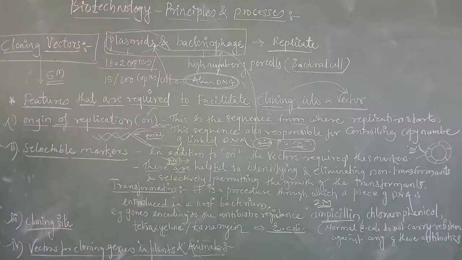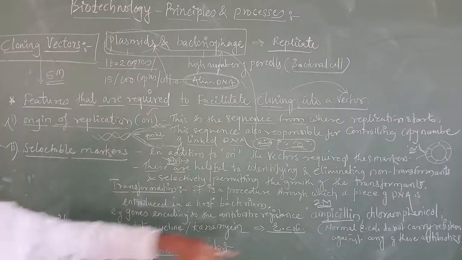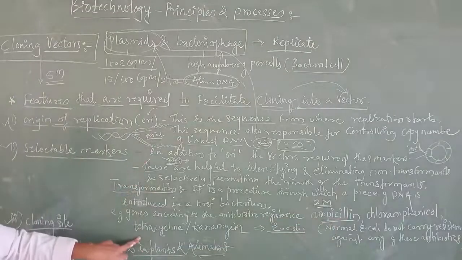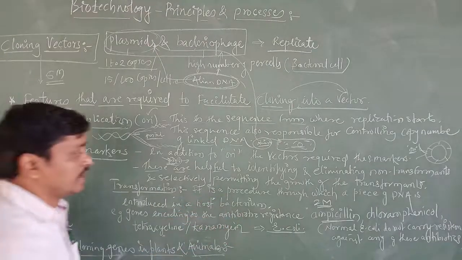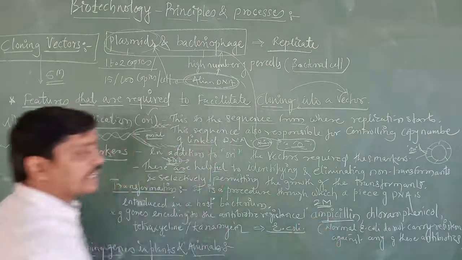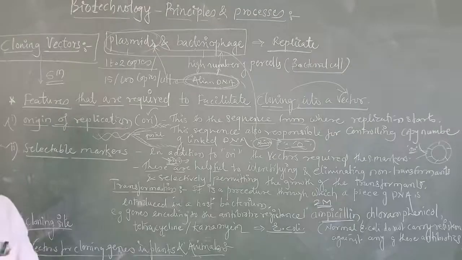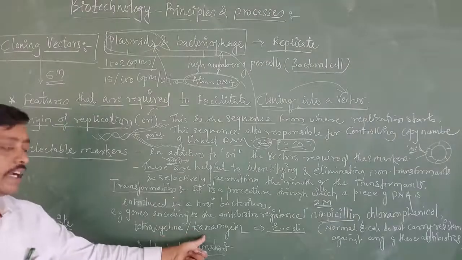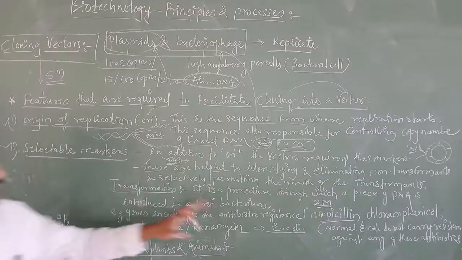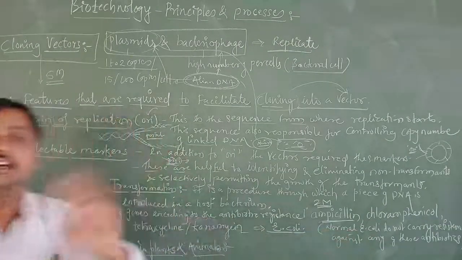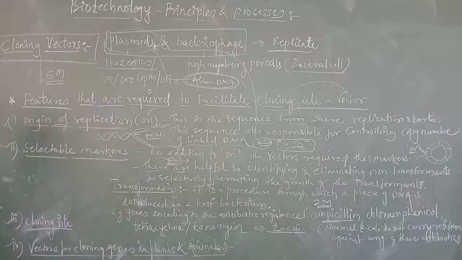What are those? Ampicillin, chloramphenicol, then tetracycline and kanamycin. These are very important. You are going to remember these things. This is why the 2 marks question is asked many times. These are not present in the normal E. coli bacteria. Understood? Now the plasmid must be introduced.